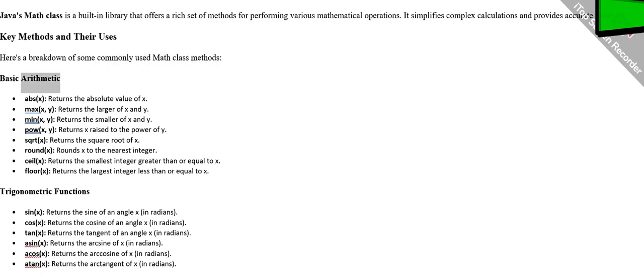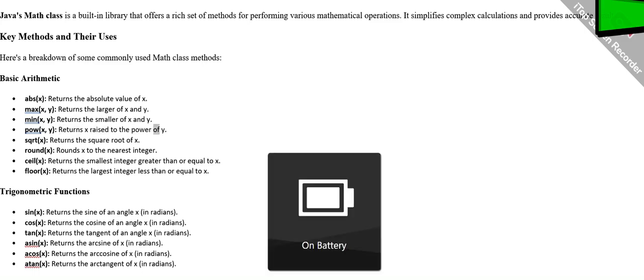Basic arithmetic. abs(x) returns the absolute value of x. max(x, y) returns the larger of x and y. min(x, y) returns the smaller of x and y. pow(x, y) returns x raised to the power of y.